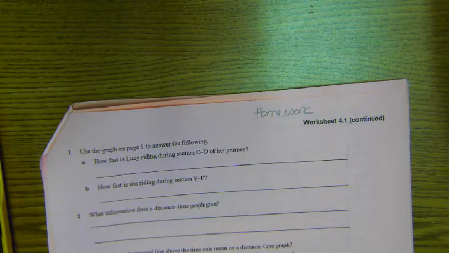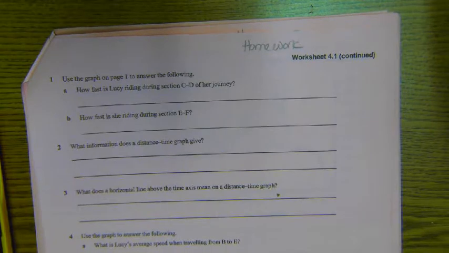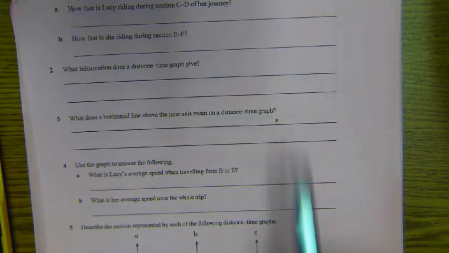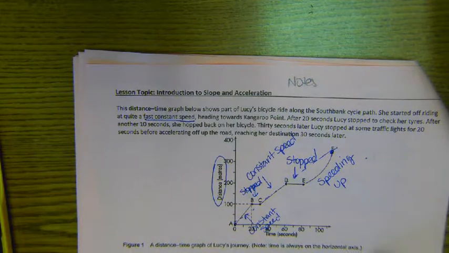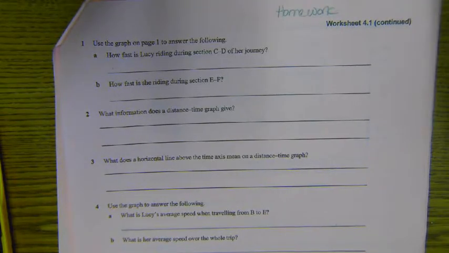So, one of the things you're going to do for homework tonight is answer questions 1 through 5, which refer to the graph on page 1. That's over here, okay? So that's one piece of your homework. And that is basically asking about the distance time graph again. So circle page 10. Page 10 is going to be one part of your homework.